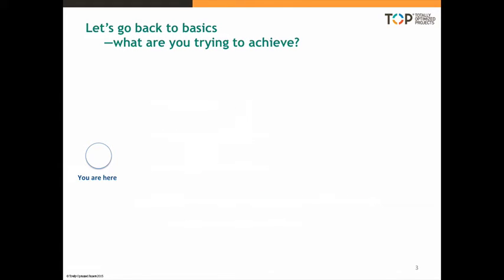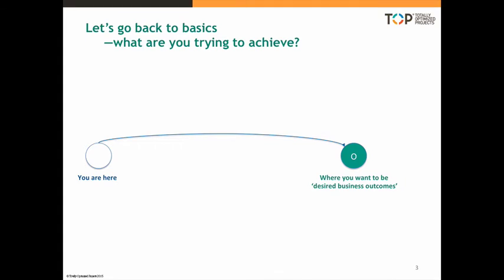So let's go back to basics. What are we trying to achieve? You are here in the current state, where you are at the moment in your organization, and you commission a project to get to where you want to be, which we term the desired business outcomes. These are the end states you want to achieve in the business as a result of your investment in a project. And with those outcomes come the benefits and value. So that's what you're trying to achieve. You're not trying to run a project. You're not trying to bring something in on time, on budget. You want to get to a specific outcome with the benefits and value.